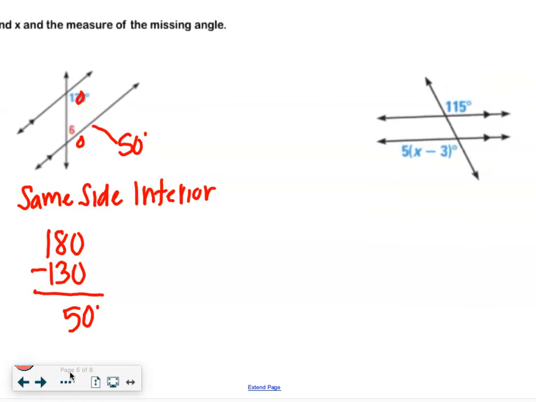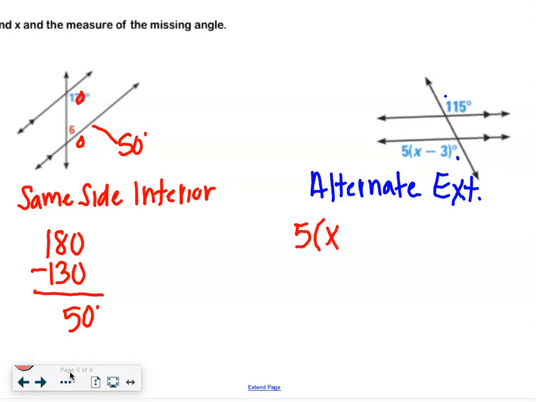Okay. Now let's try these. So this angle and this angle are on opposite sides of our transversal, so they're alternate, and they're on the outside, so alternate exterior. So we've named them. And now, are they supplementary or congruent? They are congruent. So we're going to write 5x minus 3 equal to 115. And now we just solve.